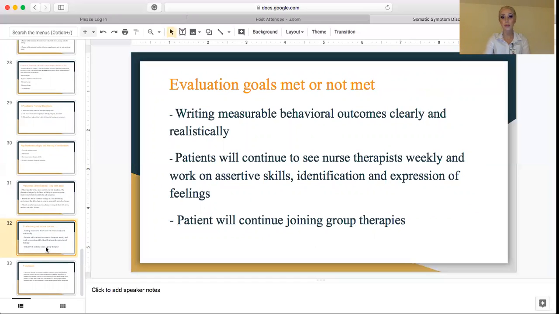Whether goals were met or not met, again, the nurse needs to be writing measurable behavior outcomes clearly and realistically. Patients will continue to see the nurse therapist weekly and work on assertive skills, identification and expression of feelings. Patient will continue on joining group therapies.